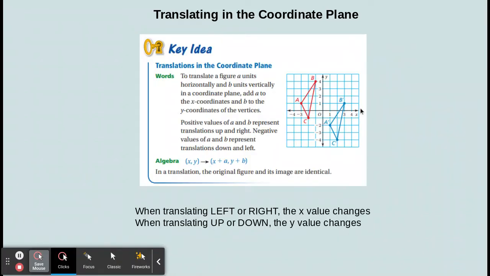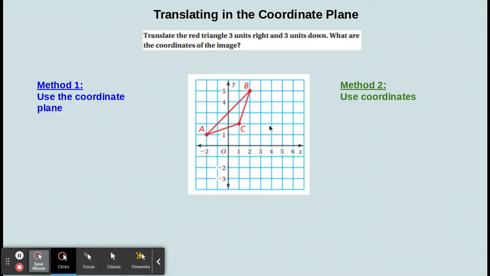Okay, so we can translate in the coordinate plane, and that means if we move our figure left or right, we are changing our x value. And if we move our figure up or down, we are changing our y value. So we have 2 ways we can do this. We have an example here where we have a red triangle. We want to move it 3 units to the right and 3 units down.